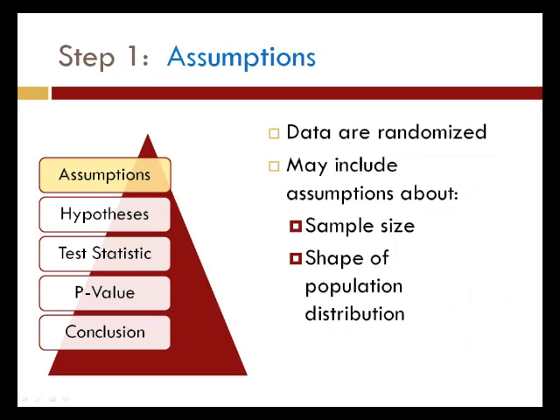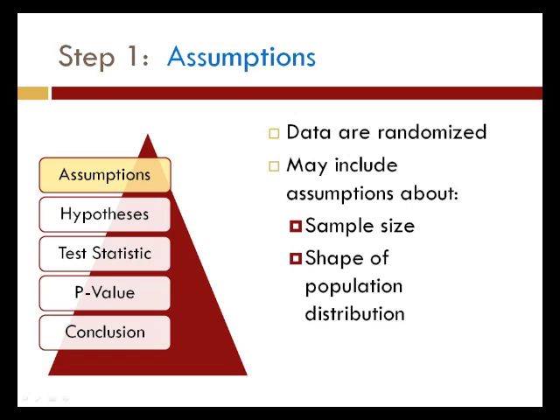So the first step is our assumptions, and we really shouldn't do the hypothesis test if our assumptions are not met. For any hypothesis test, no matter what you do, you've got to have random data. If your data are not collected randomly, then your data do not represent the entire population, and we can't do analysis and make good predictions without that. So any hypothesis test needs random data.